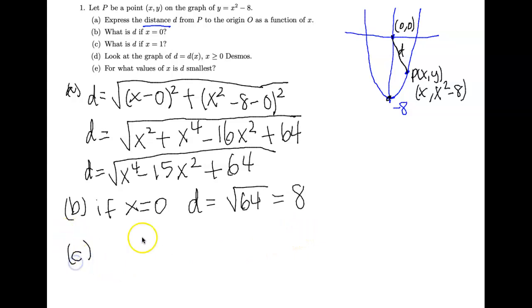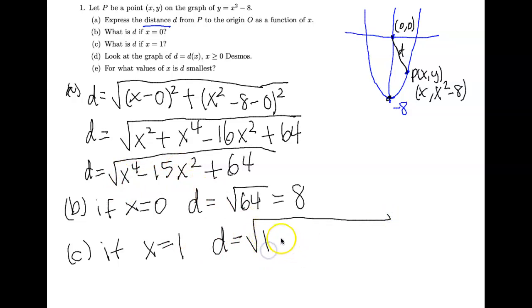For part C, now we want to know what d is if x equals 1. So then you're going to replace the x's with 1. So we'll have 1 to the 4th is 1, minus 15, plus 64. And then this is going to simplify to square root of 50, or 25 times 2, or 5 root 2.